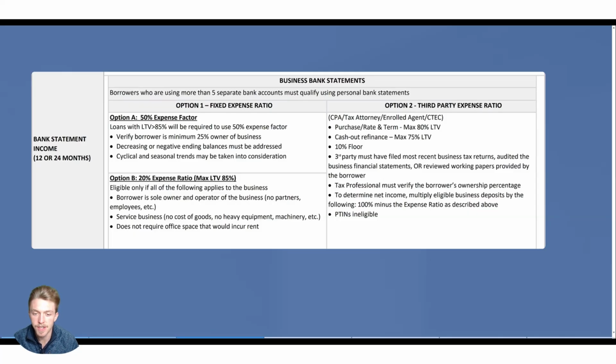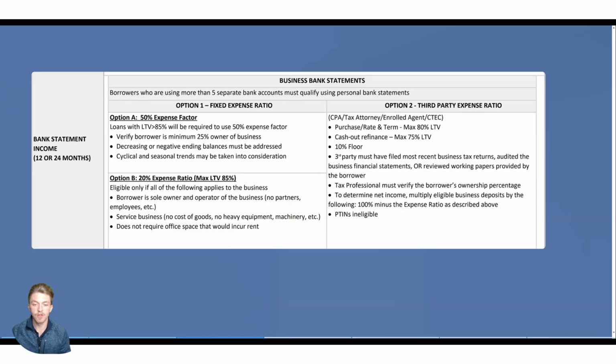The second option here is a third-party expense ratio. Essentially we have a third party such as a CPA, tax attorney, or an enrolled agent who writes up what the expense ratio is. The minimum is 10%. However, depending on your business, this third party will have to file your most recent business tax returns, audit the business financial statements, and review working papers provided by you, the borrower, the business owner.